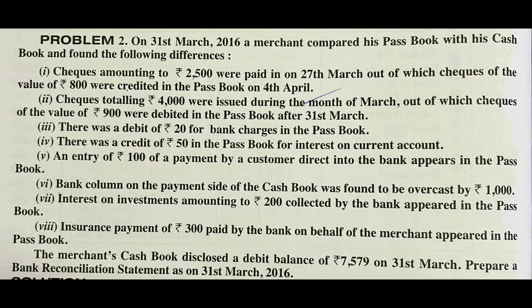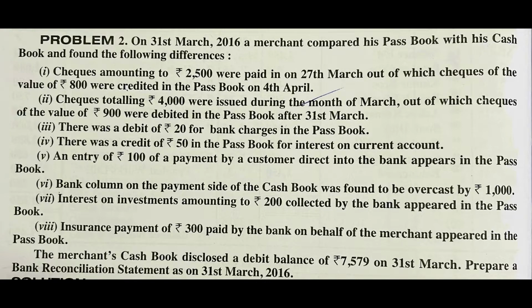Second point, checks totaling 4,000 rupees were issued during the month of March, out of which checks of the value of 900 rupees were debited in the passbook after 31st March. Third point, there was a debit of 20 rupees for bank charges in the passbook. Fourth, there was a credit of 50 rupees in the passbook for interest on current account.